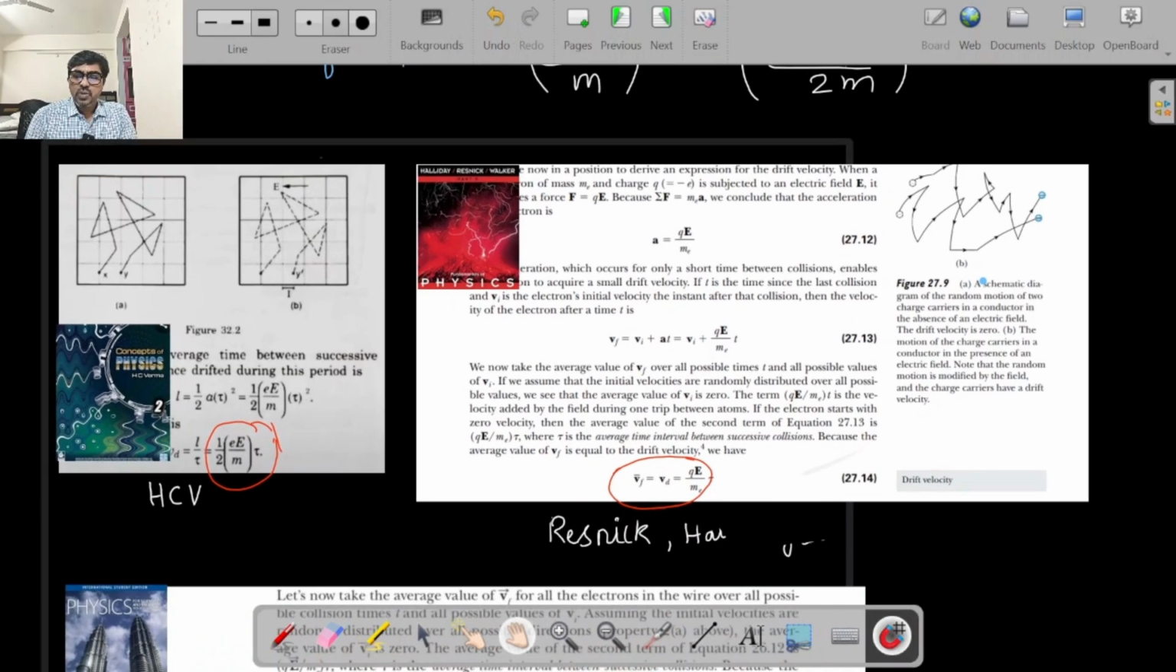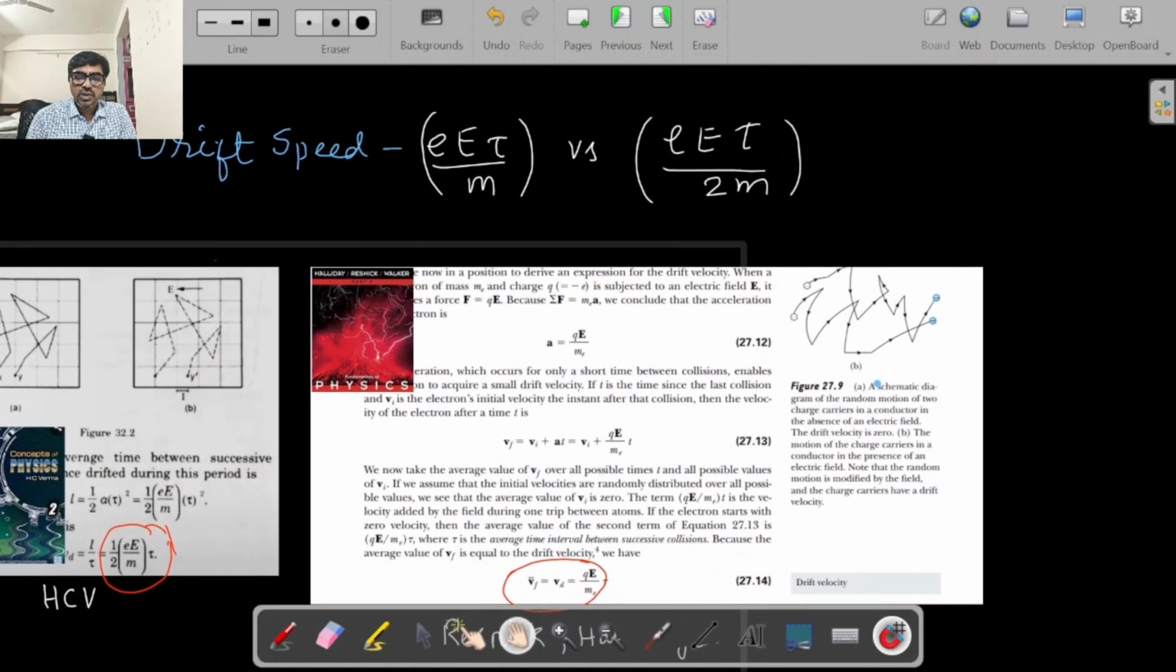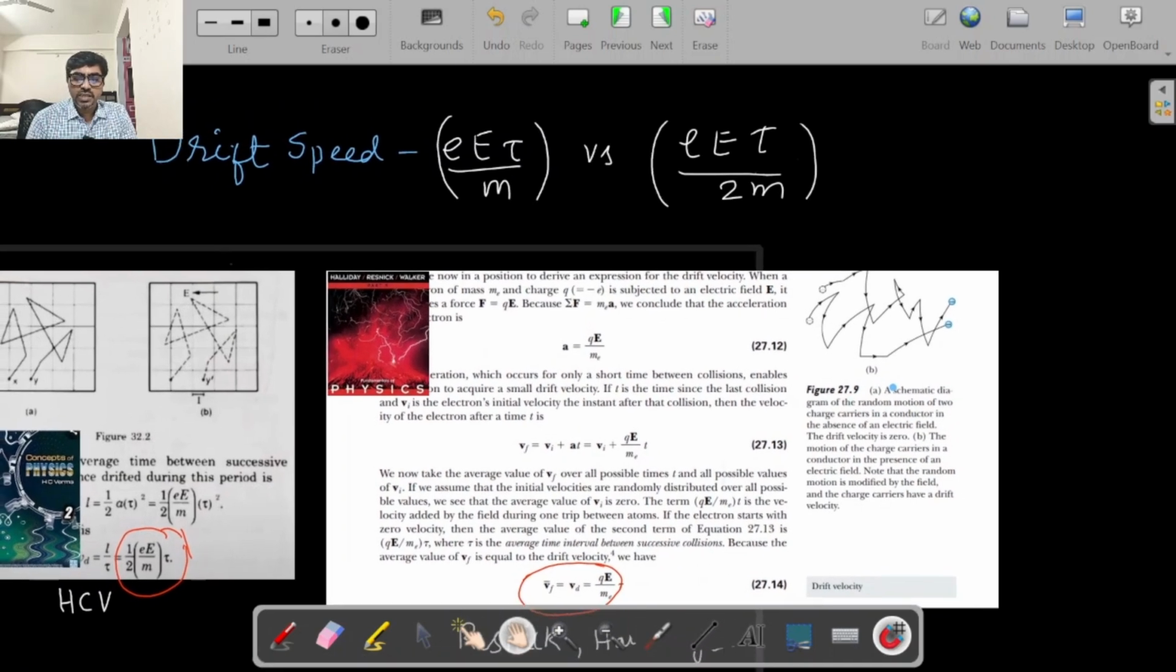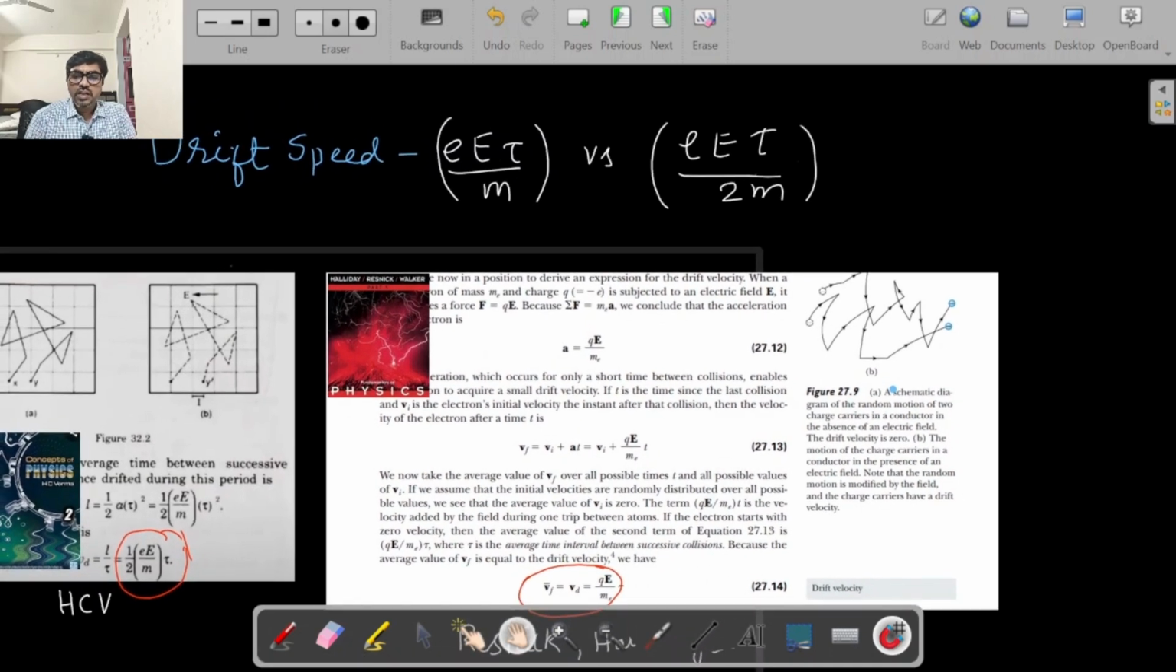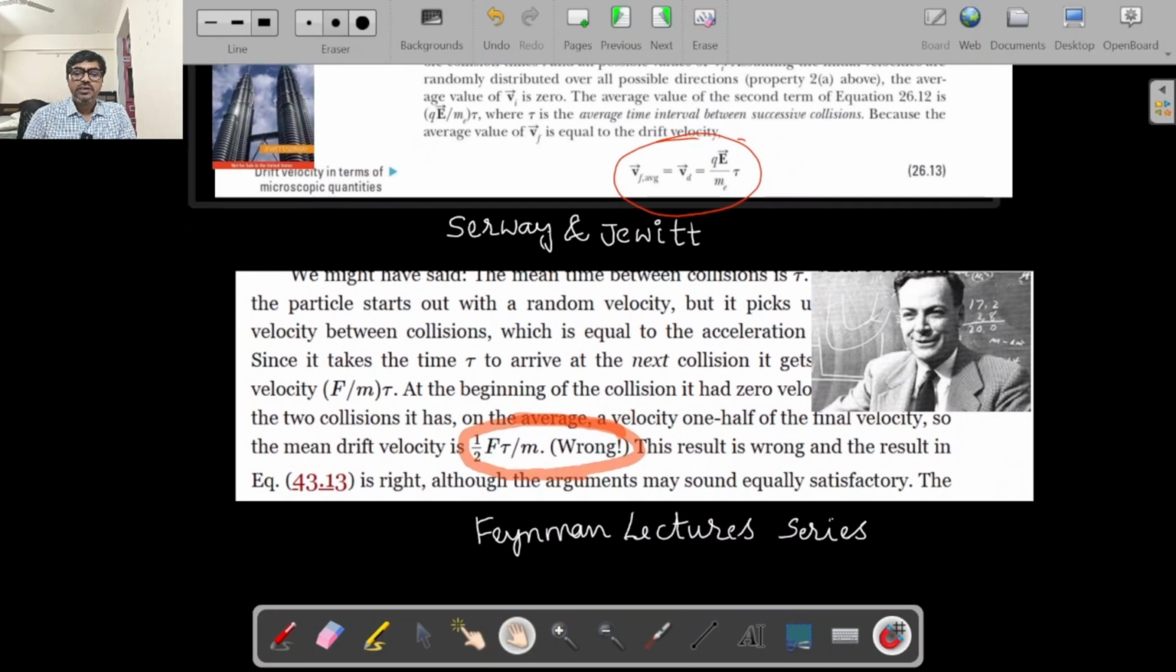So just compare it with the Resnick book, Resnick Halliday. Fine. In Resnick and Halliday, if you look at this formula, it does not have that half, same formula. Of course, here they have mentioned small e and here small q, both are the same, the charge of the electron. But otherwise there is only one small variation: you don't have the half factor in the Resnick and Halliday formula. In the same way, in Serway and Jewett also you don't have that half factor.